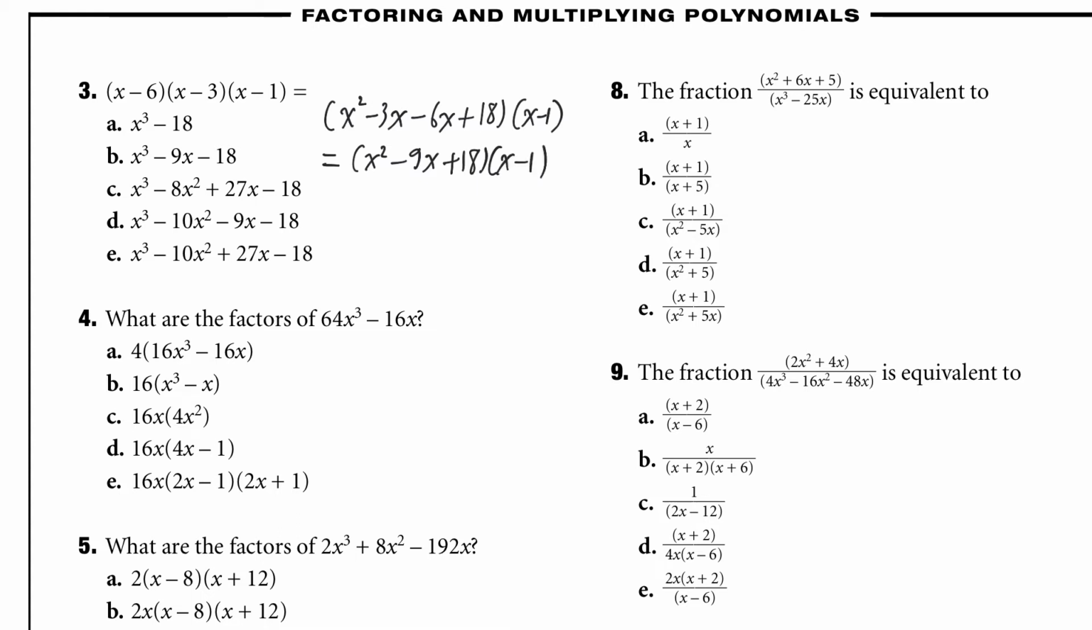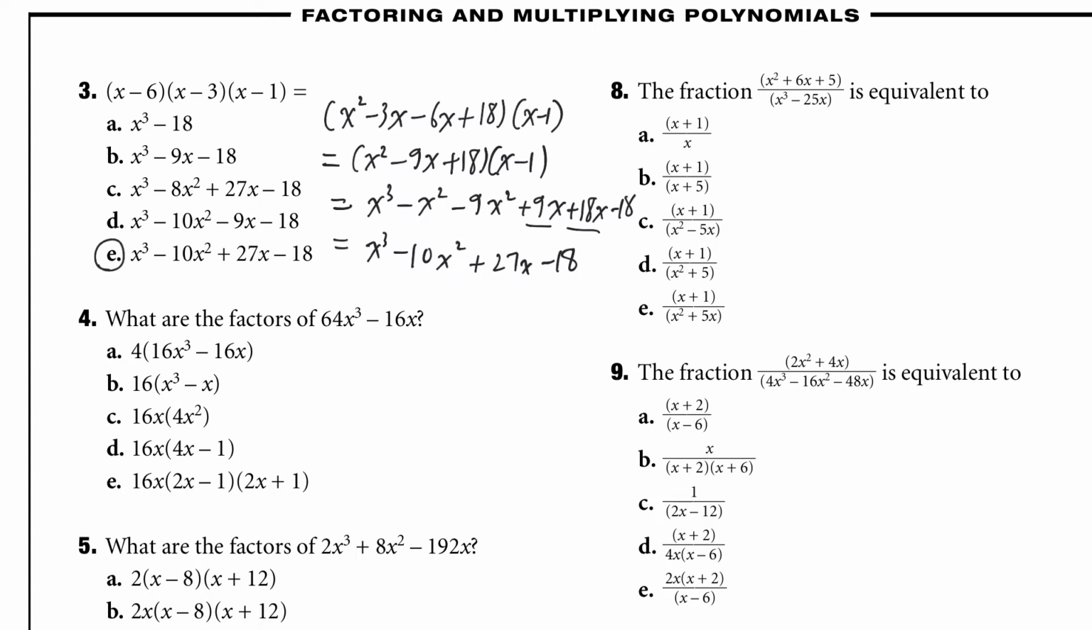And again, I'm going to expand the brackets. That gives negative x squared, then positive 9x, positive 18x, minus 18. Collect like terms. I have negative x squared minus 9x squared, so negative 10x squared. And plus 9x and plus 18x, so that's 27x minus 18. And the answer is E.